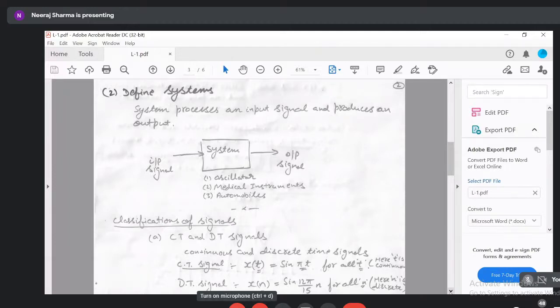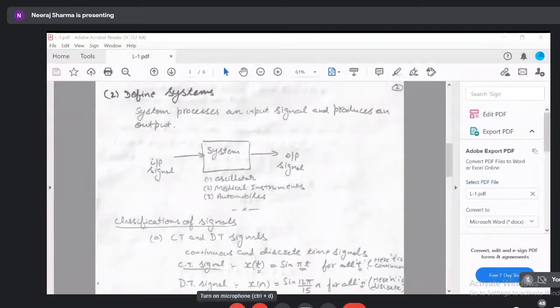So all these systems can be classified as a kind of system where it takes some kind of input signal and produces an output which is desirable to the human being, or to the designer, or to a particular application. So that is the function of the system. It processes the input signal and produces an output signal. So this is all about the definition of signals and systems.